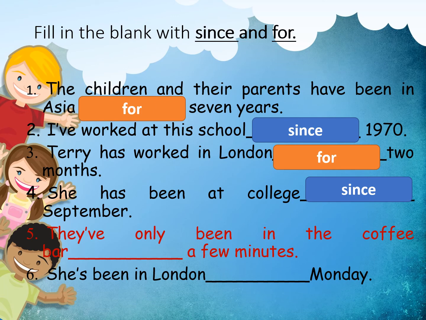Next, we have: they have only been in the coffee bar blank a few minutes. So we have: they have only been in the coffee bar for a few minutes. And then they went out already, or they left already, let's assume that. Next, number 6: she's been in London blank Monday. So she's been in London since Monday. Since Monday, so up until now, she is still in London.